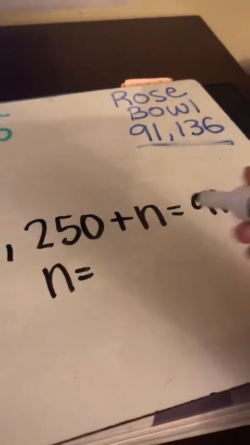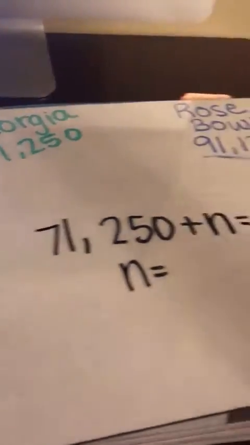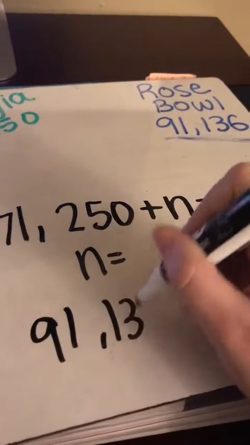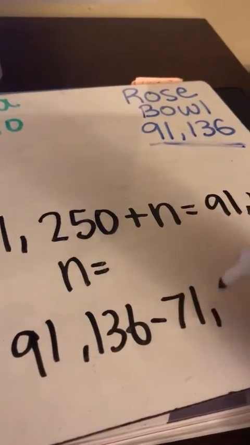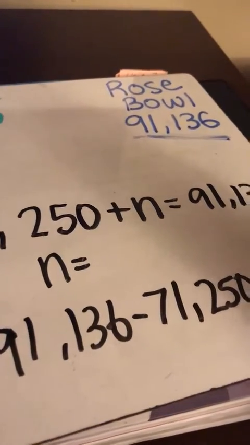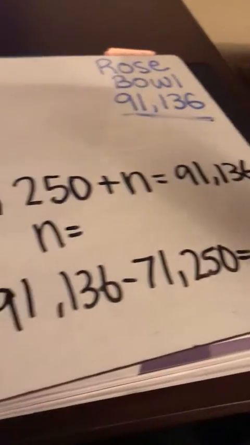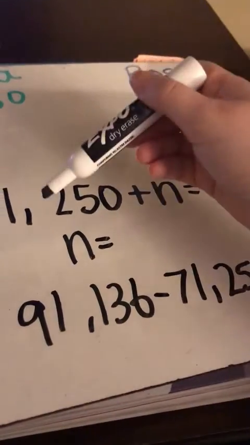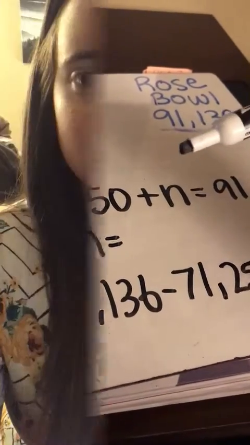Okay. If I want to see how many fewer seats they have, then I would do 91,136 minus 71,250 equals n. So that's going to show us how many fewer there are in here. So we indeed could add or subtract, but in the end this would be subtracting to find out n as well. Okay, so that's how we write an equation.